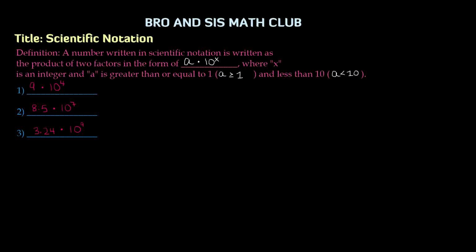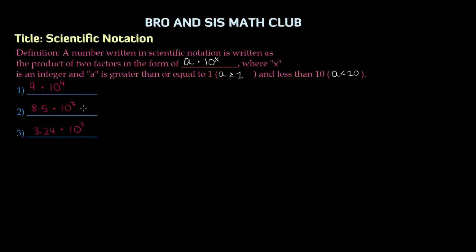Today we'll be learning about scientific notation. A number written in scientific notation is written as the product of two factors in the form of a times 10 to the power of x, where x is an integer and a is greater than or equal to 1, and is always less than 10. Here we have a few examples of numbers that are written in scientific notation.